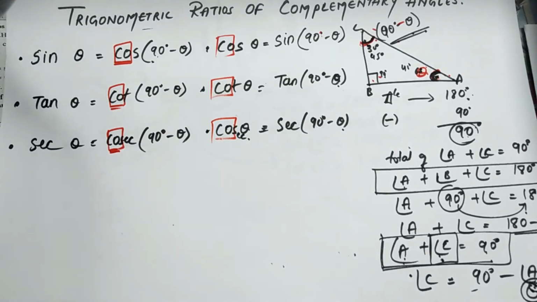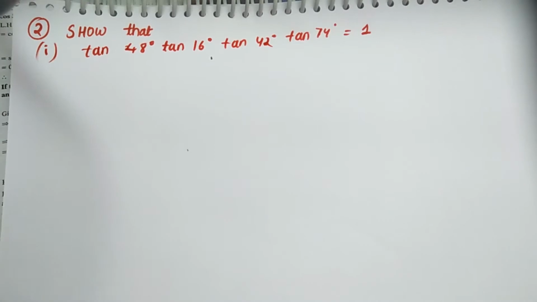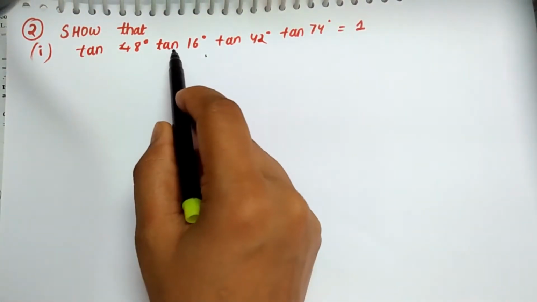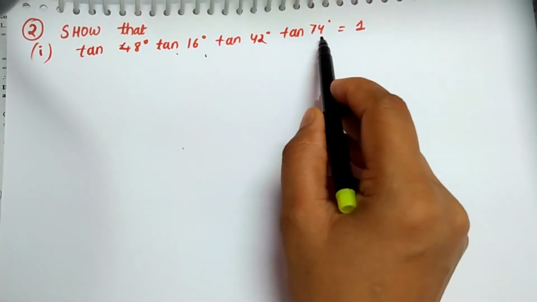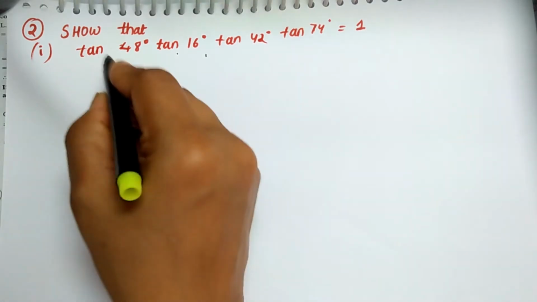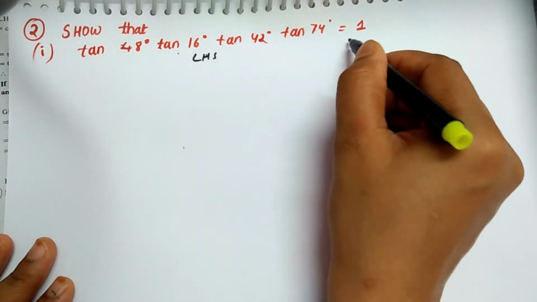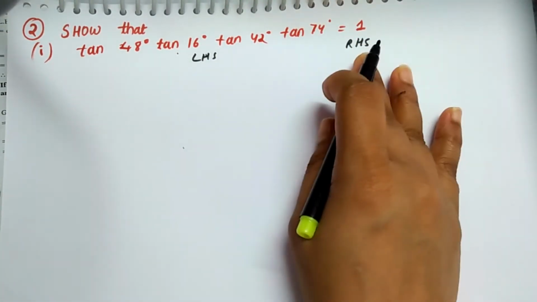Now let's quickly move on. The revision is done. We'll be moving on to the second problem of exercise 11.3. The second problem is: show that tan 48 degrees into tan 16 degrees into tan 42 degrees into tan 74 degrees is nothing but 1. Generally, when there's a show-that problem, we take this as the left hand side and this as the right hand side, and at the end we need to prove LHS is equal to RHS.